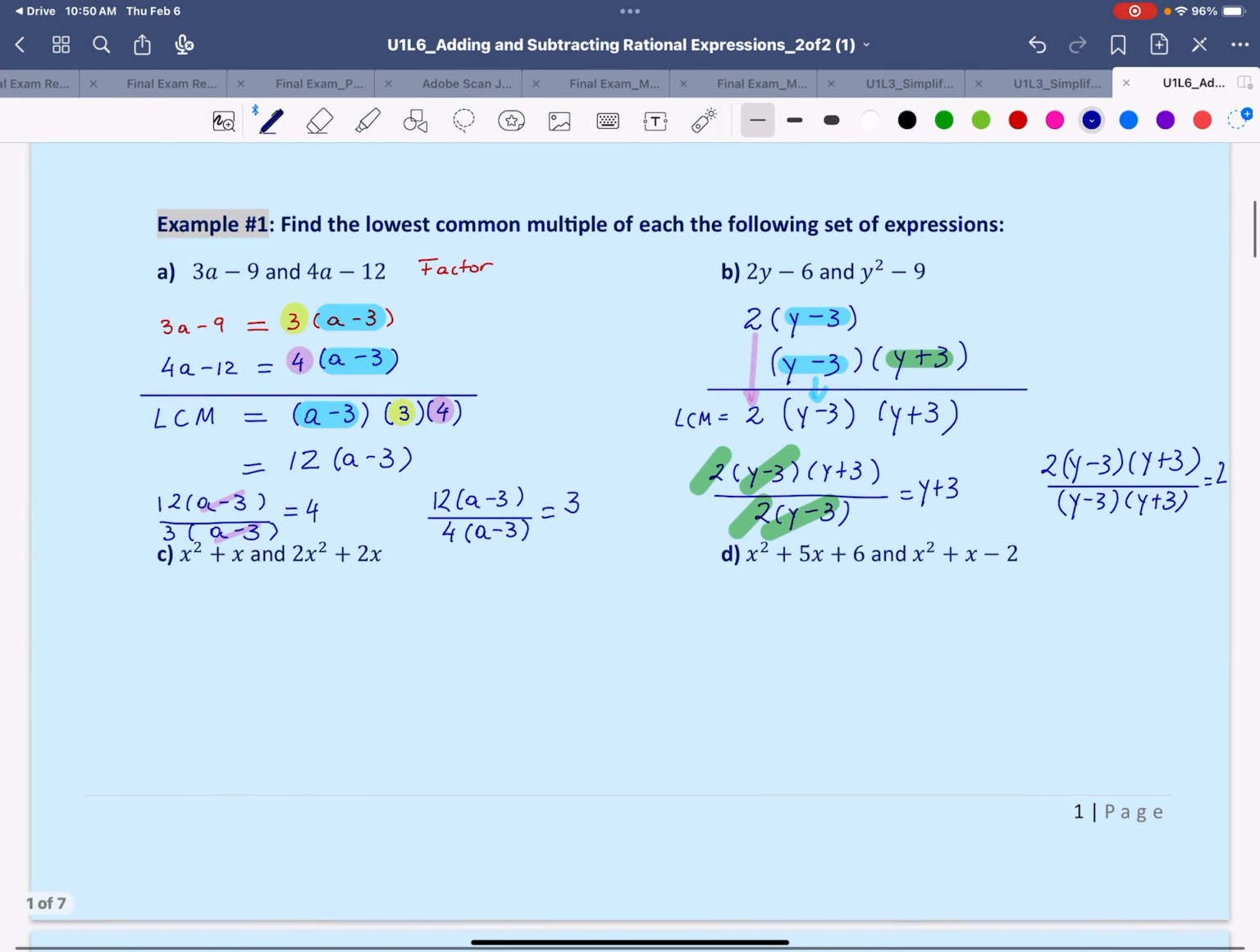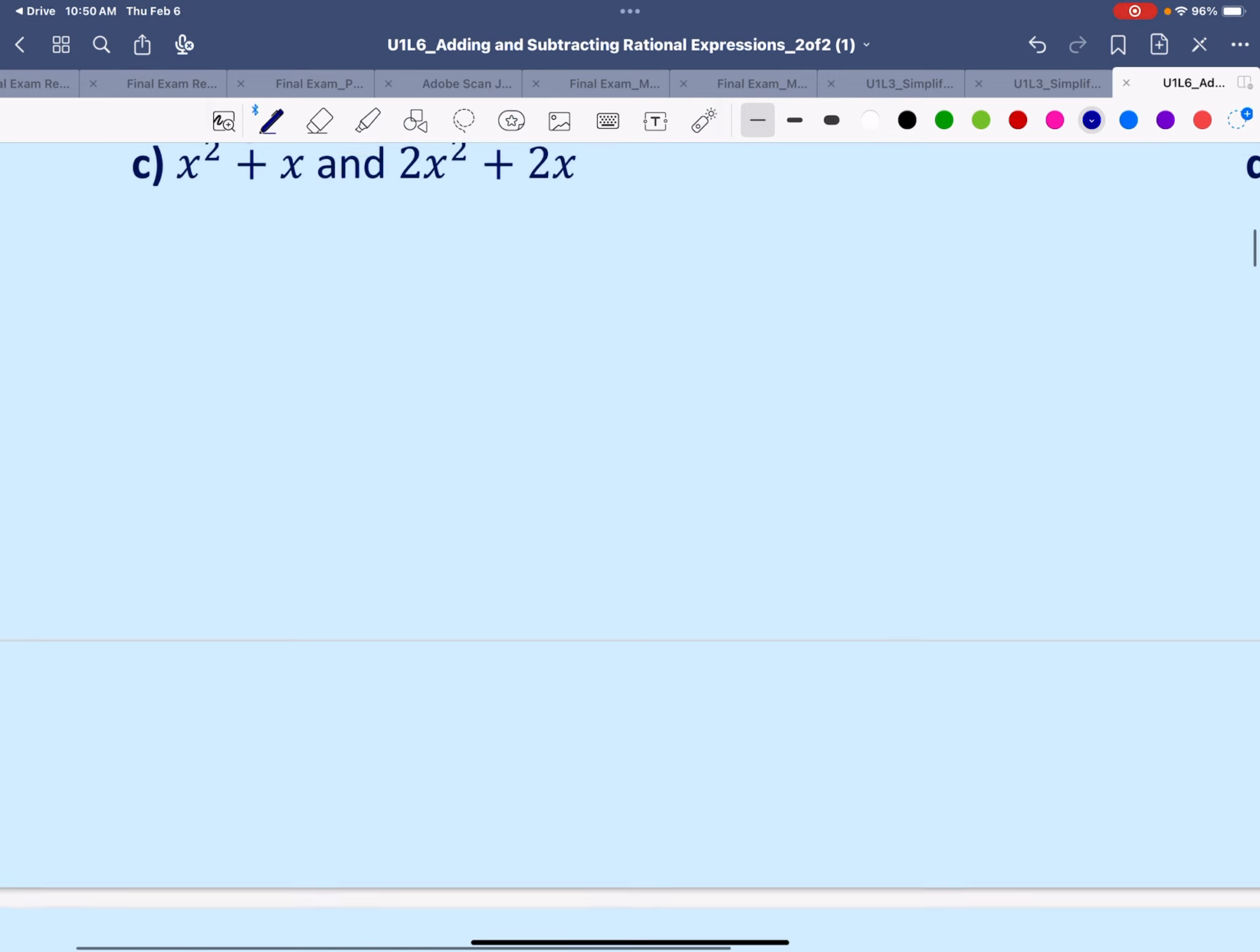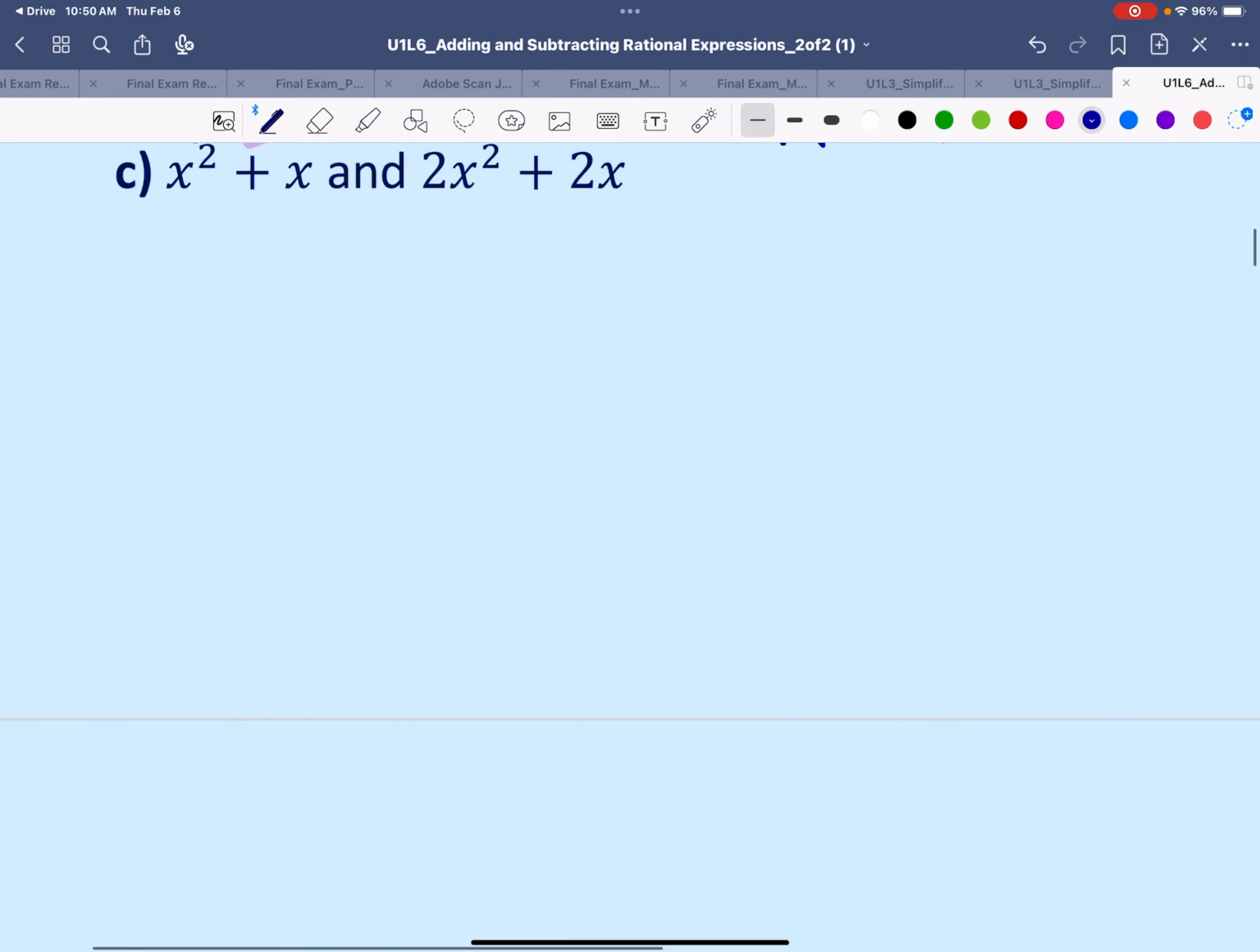Now let's take a look at another example, and I encourage you to try these on your own. So I'll stop the video and you can try it on your own. First, we're going to write x squared plus x in factored form. So we're going to break it down into factors. First, the greatest common factor, and then we have x plus 1.